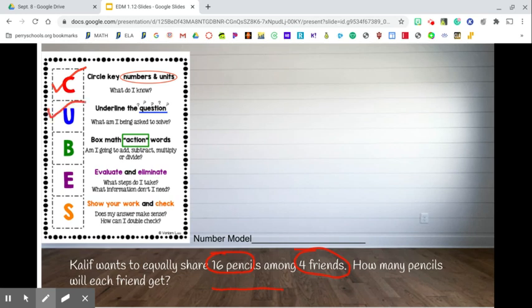Next says to underline the question. How many pencils will each friend get?